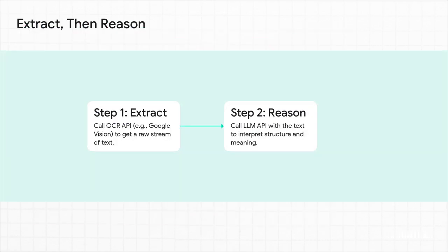And this is where you can really see the separation. You make one API call to an OCR service, like Google Vision. You wait, you get back a stream of text, then you have to make a second API call to an LLM. Every one of those steps adds latency. But even worse is that gap in between. That's where all the crucial info about the document's layout and structure just gets lost forever.